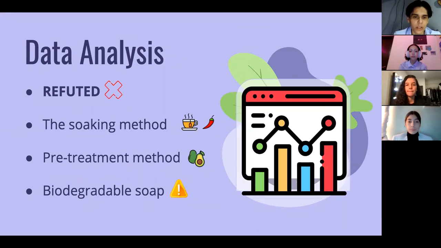After the experiment we conducted, we concluded that our hypothesis was refuted. This is because although the soaking method seemed to work better on Jamaica and chipotle, the pretreatment method was most efficient on the avocado. In addition, the biodegradable soap was far from being the most efficient one. This is because the chemicals used in this soap were not strong enough.